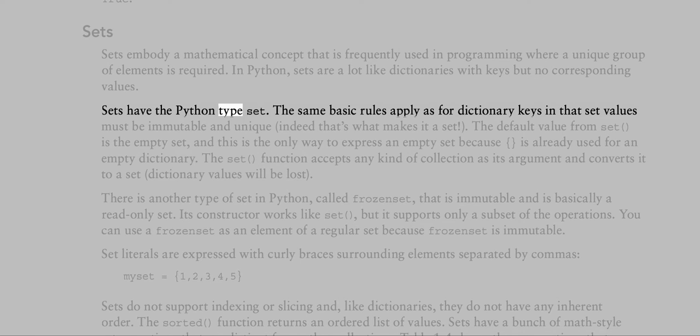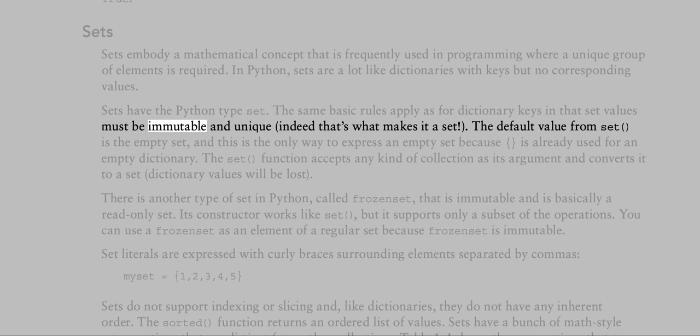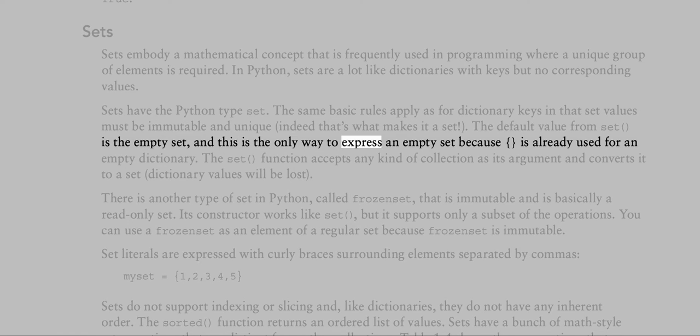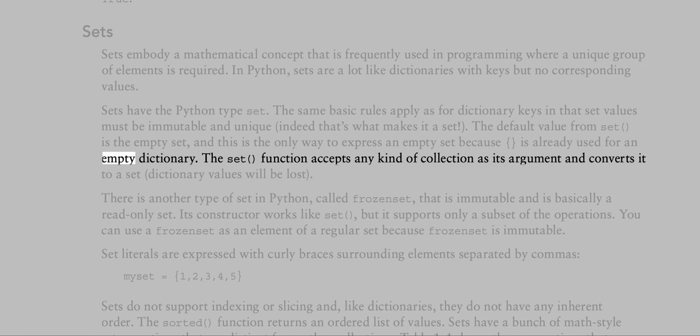Sets have the Python type set. The same basic rules apply as for dictionary keys in that set values must be immutable and unique, indeed that's what makes it a set. The default value from set() is the empty set, and this is the only way to express an empty set because {} is already used for an empty dictionary.